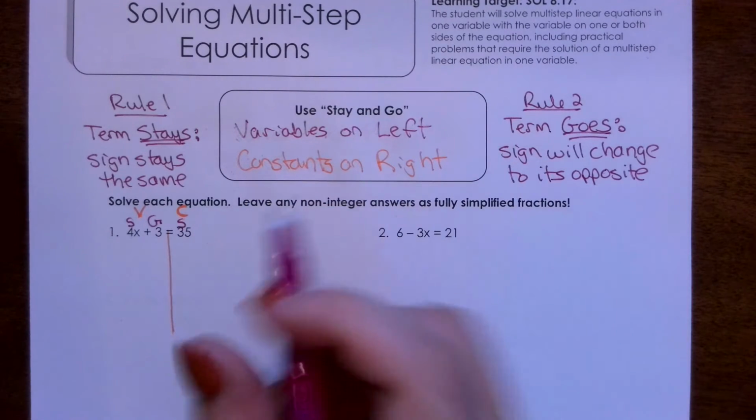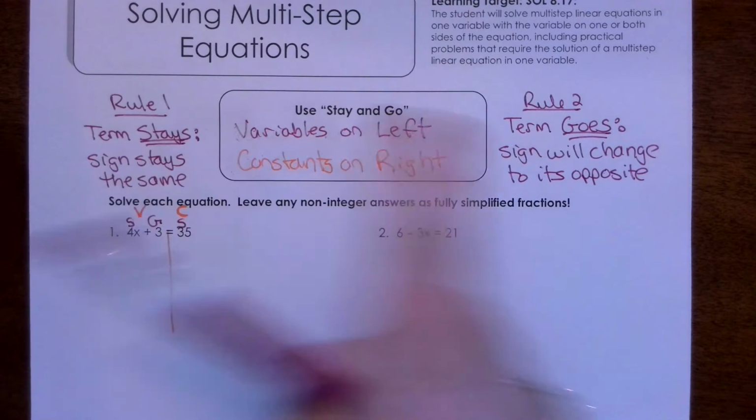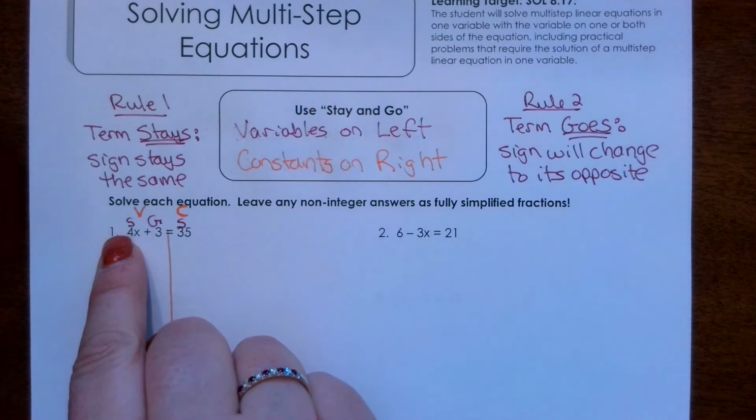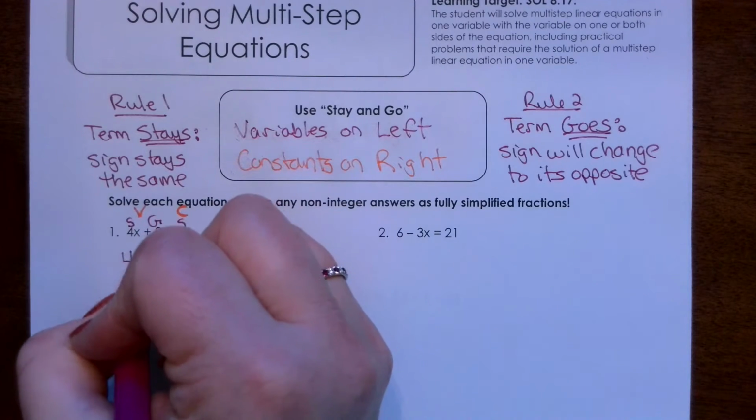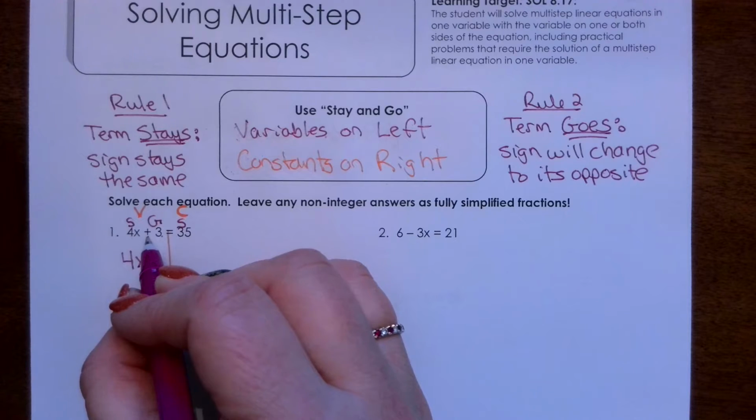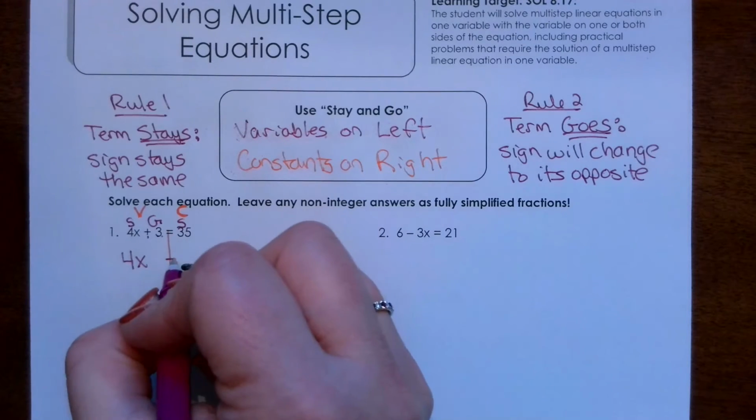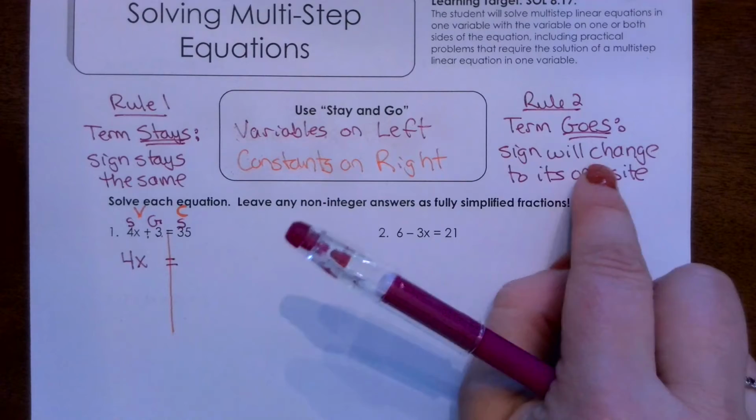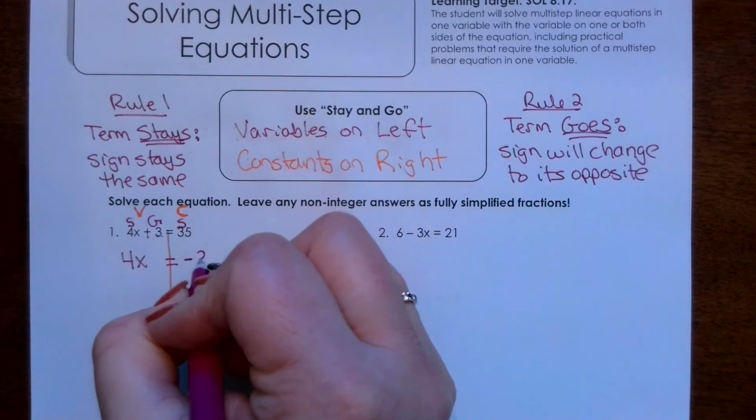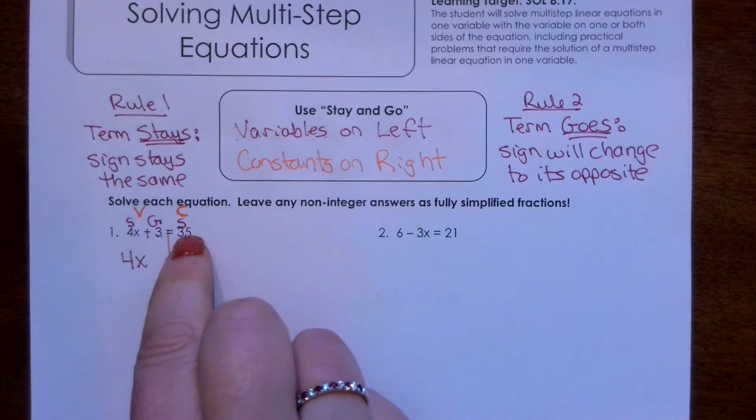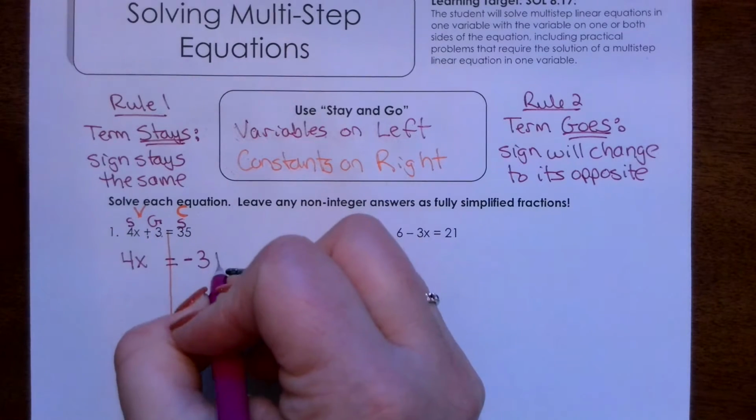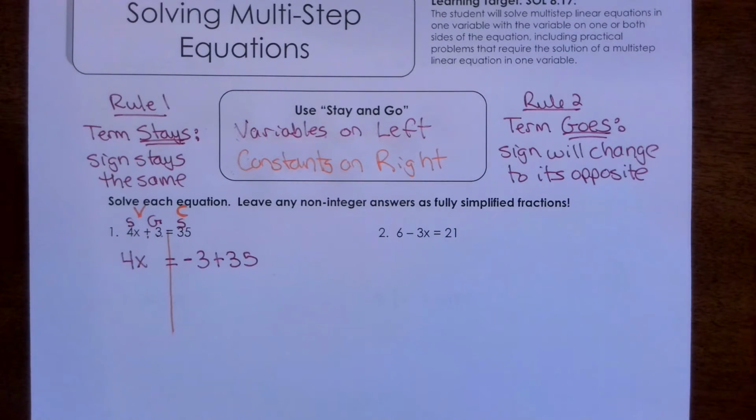So let's now use my rules. My 4x stays. There's no sign in front of this, so that indicates it's positive. So 4x. My plus 3, use that operation right before it. Plus 3 is going. Rule 2 says if it goes, the sign's going to change to its opposite. This is plus 3, so it will be negative 3 on the left. And 35 is staying. It doesn't have a sign, so that is by default positive. It's going to be plus 35.